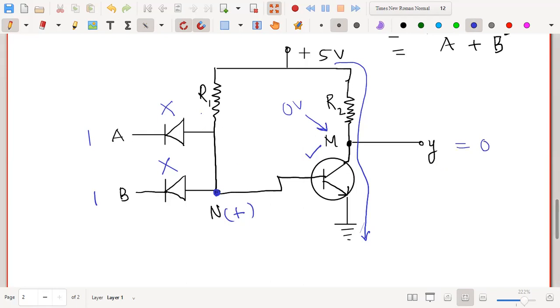Okay, so that is when both of these are 1. When any one of them or both of them are 0, then you will get a high output. So let us see that case. Let me discuss that case, then I will go to another type of gate, that is the NOR gate.